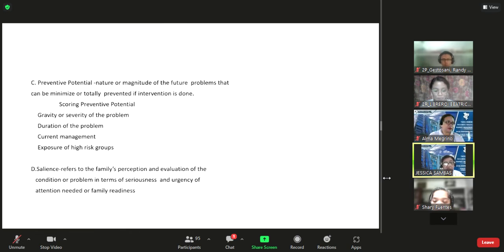Okay, so yun ang kanilang perception regarding the problem. There's no urgent need to do something about it. It's not serious to them. It's not a problem to them. They're not bothered at all. Okay, so keep in mind, pag sinabing salience, it is the family's perception and evaluation of the condition.